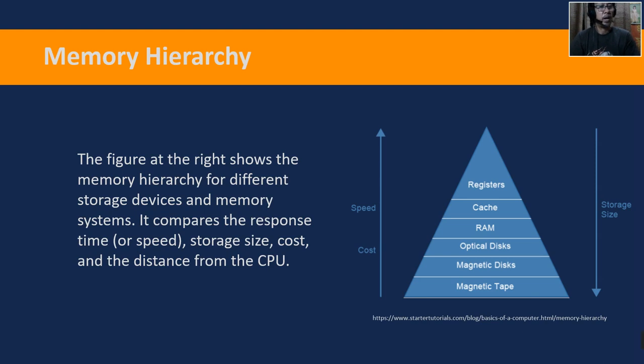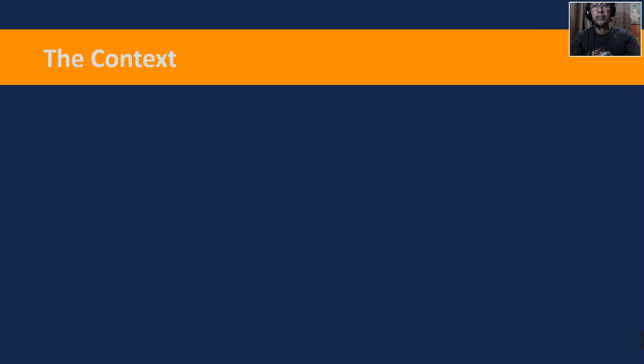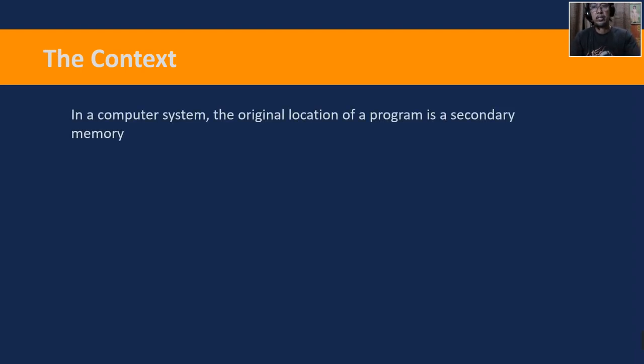So hard disks are logically considered as memory because they can store data, but architecturally, since they are connected to your computer system through an I/O port or I/O bus, it's considered to be an I/O. So that's just a trivia.